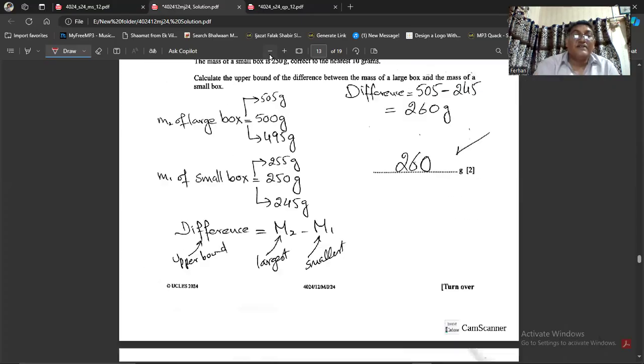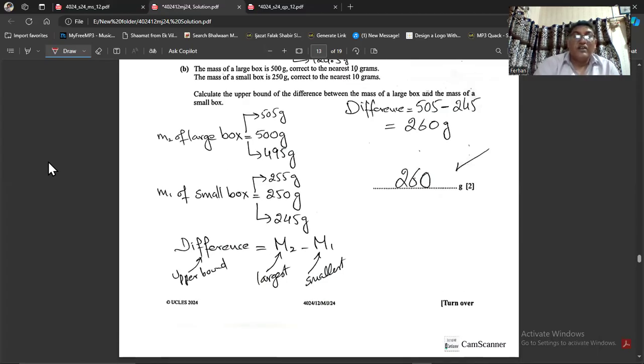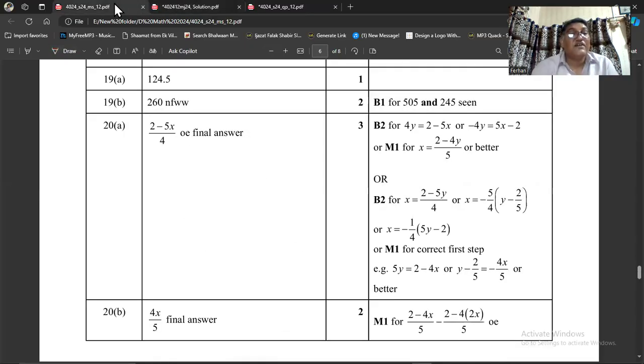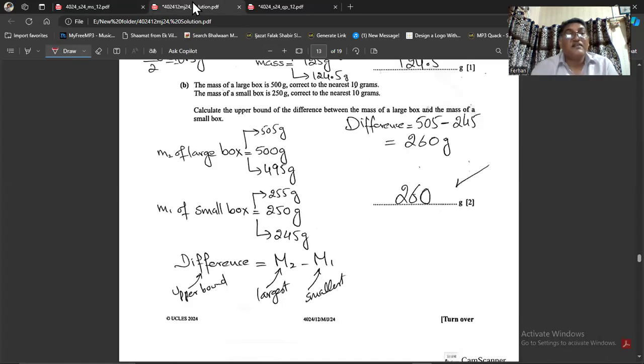So hopefully you understand. Let me show you the whole question, so it becomes a little easier for you. So this is the whole question. My answer is 260 grams. So let's check. 260 grams is the right answer, sir.